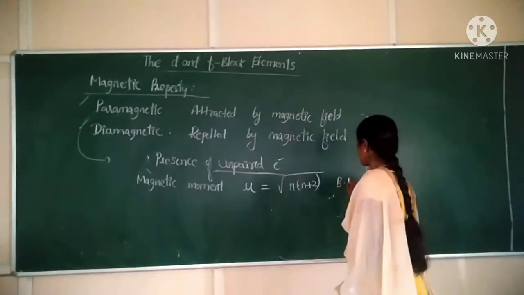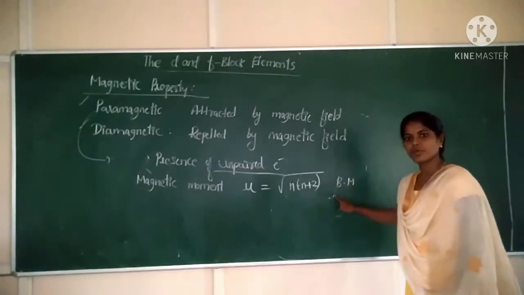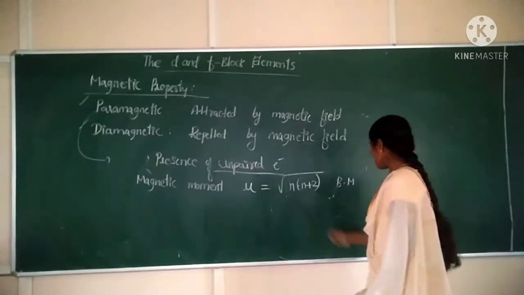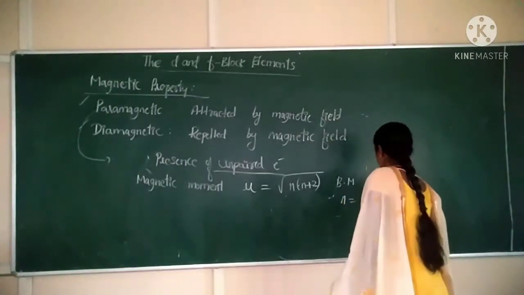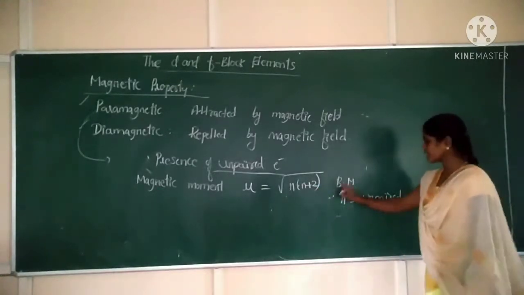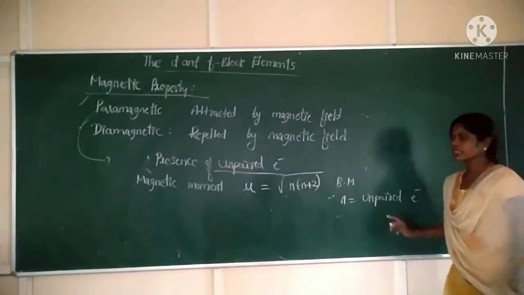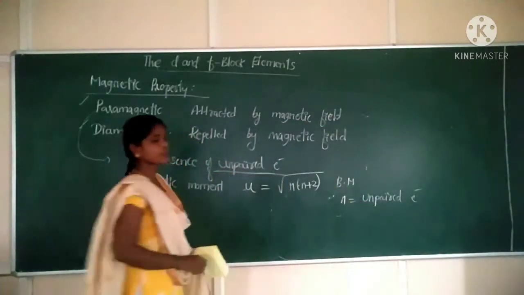What is the unit? The unit for magnetic moment is Bohr magneton. Here, n is the number of unpaired electrons. Clear? So this is the concept of magnetic property.